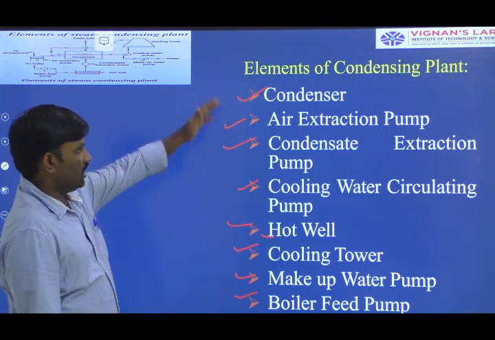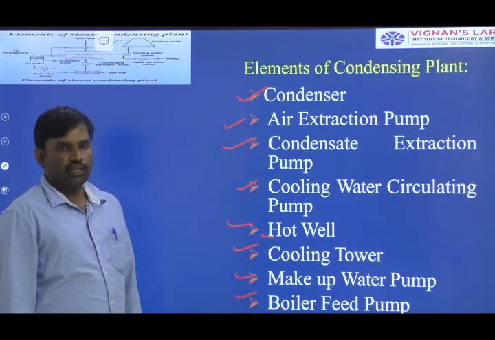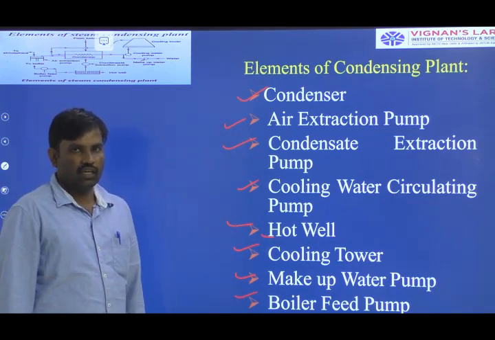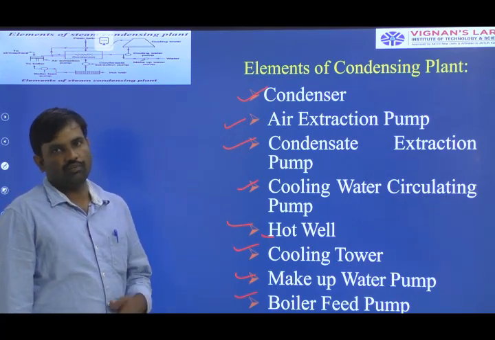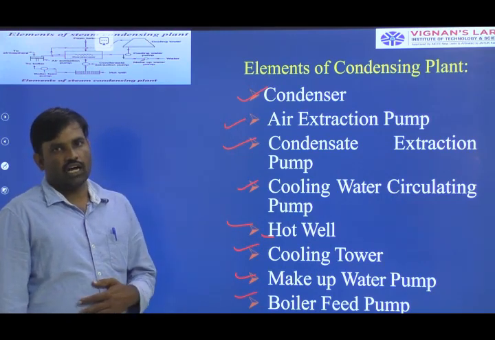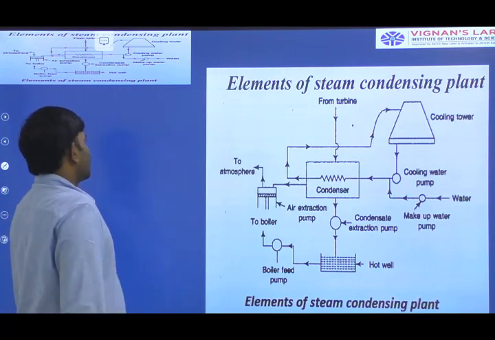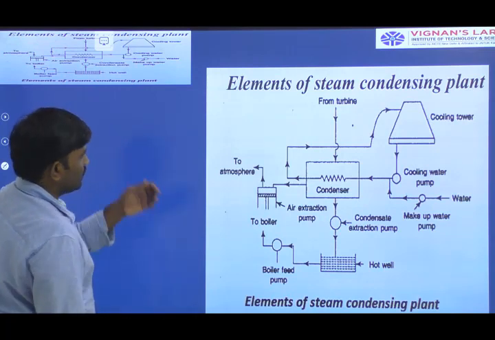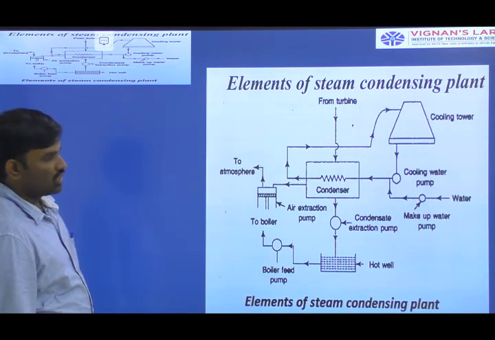So these are the different elements of the condensing plant, which we require for converting the exhaust steam, which is at low pressure and low temperature, into hot water. As hot water, we convert that exhaust steam with the help of a condensing plant. These are the elements of the condensing plant. Now you can see the arrangement of the condensing plant.